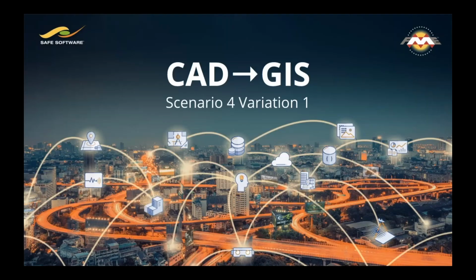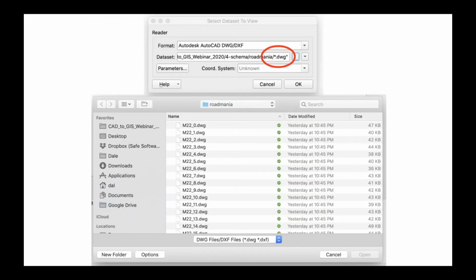So what are we going to do about it? For variation 1, one thing to know is that if you're working with a bunch of files in FME, you can always put an asterisk in when we ask for a data set. And that means expand that out to all of them. So I have a directory called Roadmania that has all these roads in it. And I'm going to say star.dwg so I can read them all in one shot.